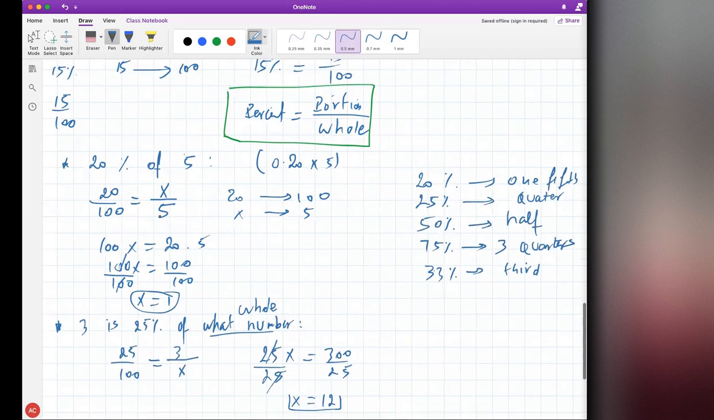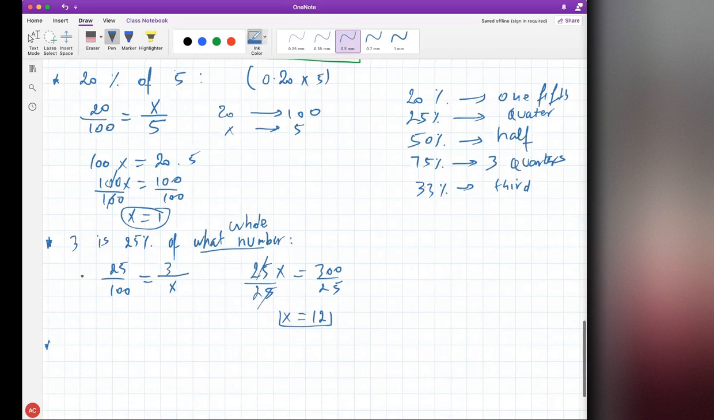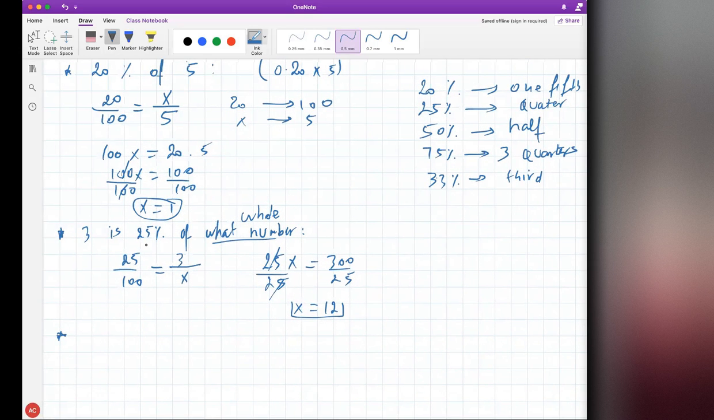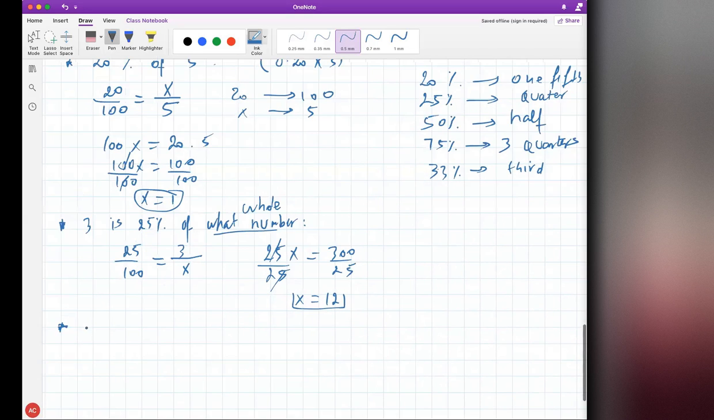So here we were missing the whole. We were missing the portion here. The last thing is to see what happens if we don't have the percent. Maybe here we had the percent, we turned it into a fraction, but you may not have it sometimes. For example, we may say 4 is what percent?